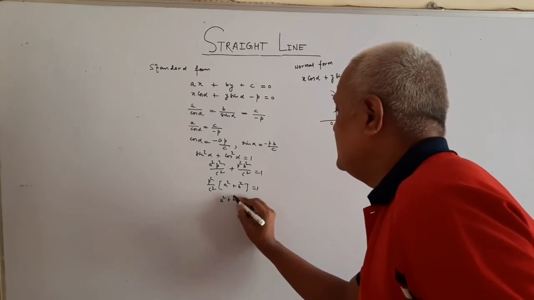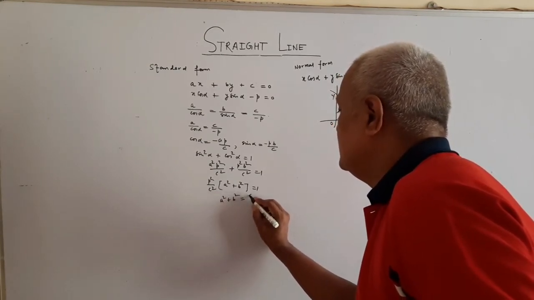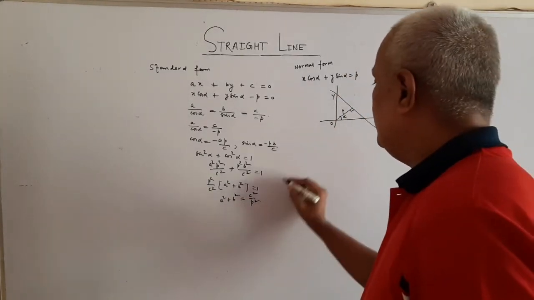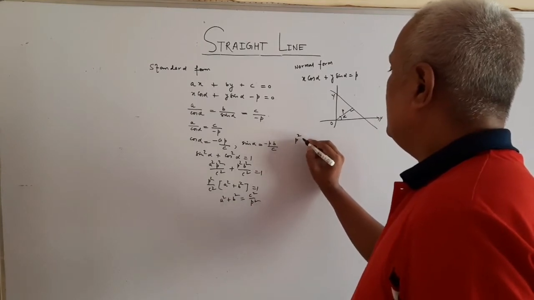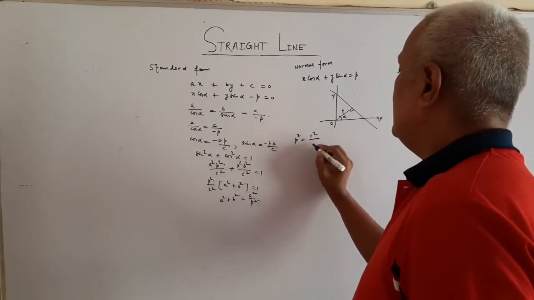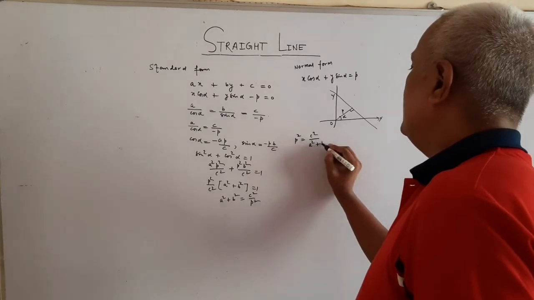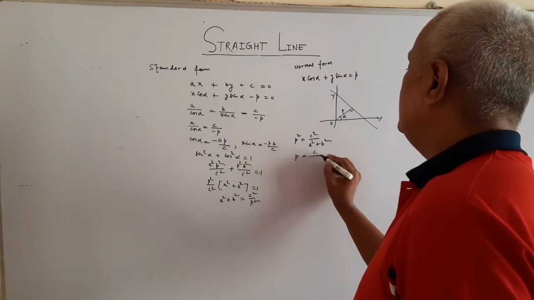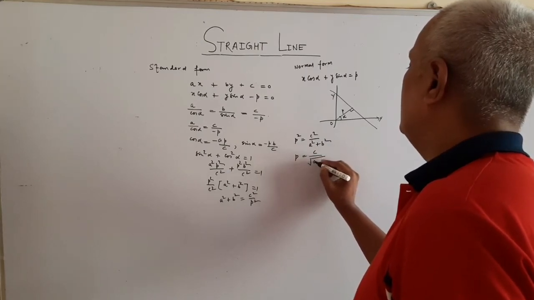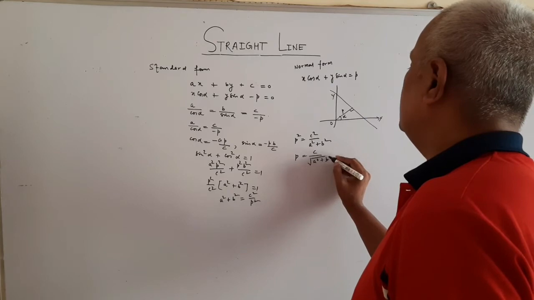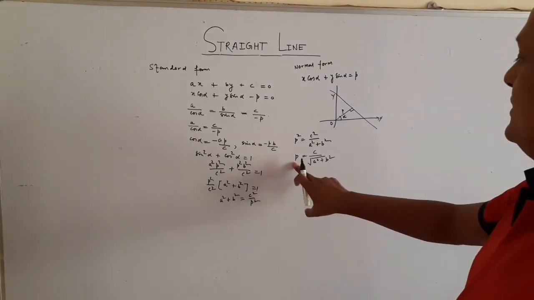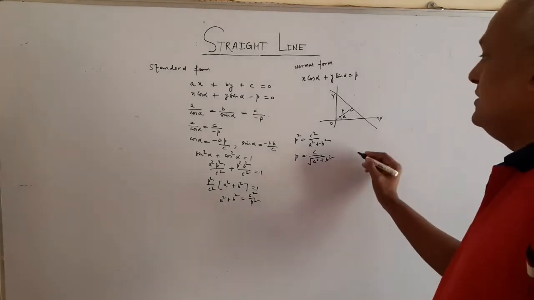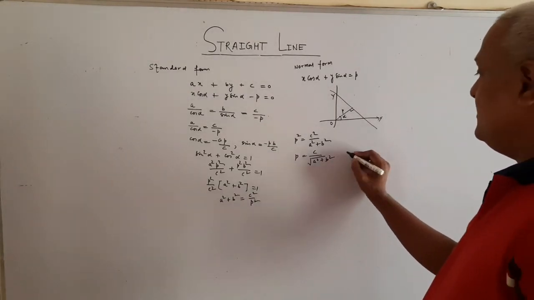So what you see is that a square plus b square is c square upon p square, or p square equals c square upon a square plus b square, and p is c upon under root a square plus b square. So we have been able to find p. Now we need to find alpha, sin alpha and cos alpha.